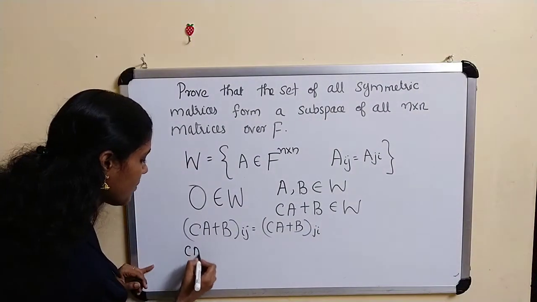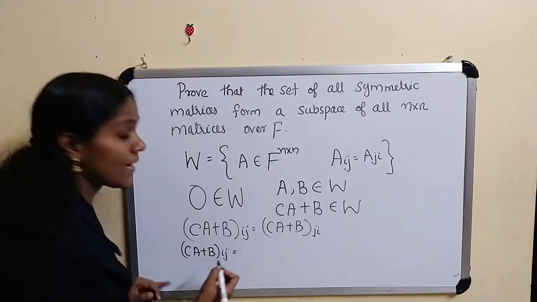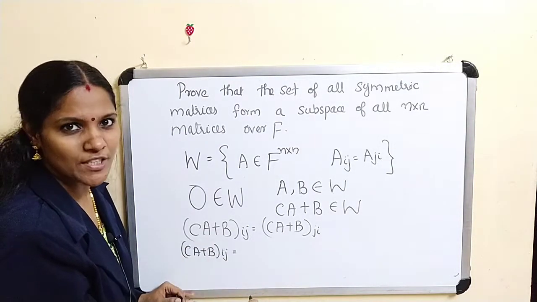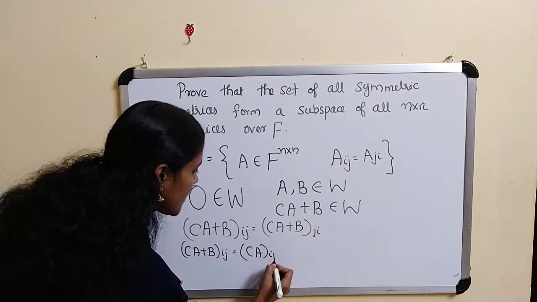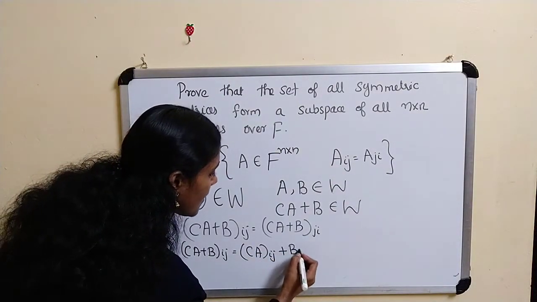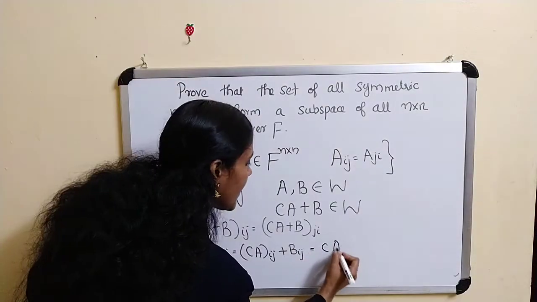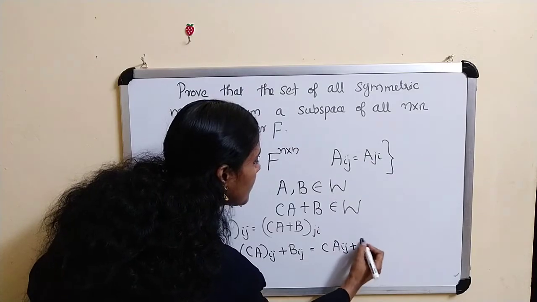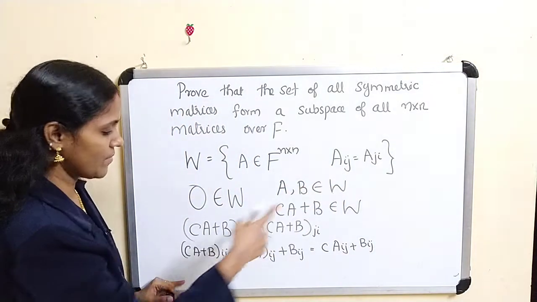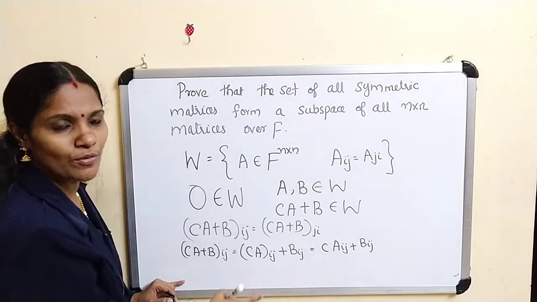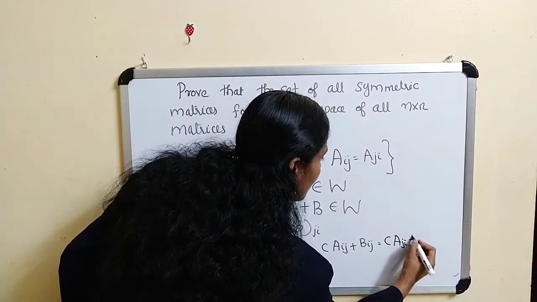Now (CA plus B)ij, what is the meaning of that? (A plus B)ij means Aij plus Bij. Therefore (CA plus B)ij is CAij plus Bij. But Aij is Aji because A belongs to W. Therefore, this is equal to CAji plus Bji.